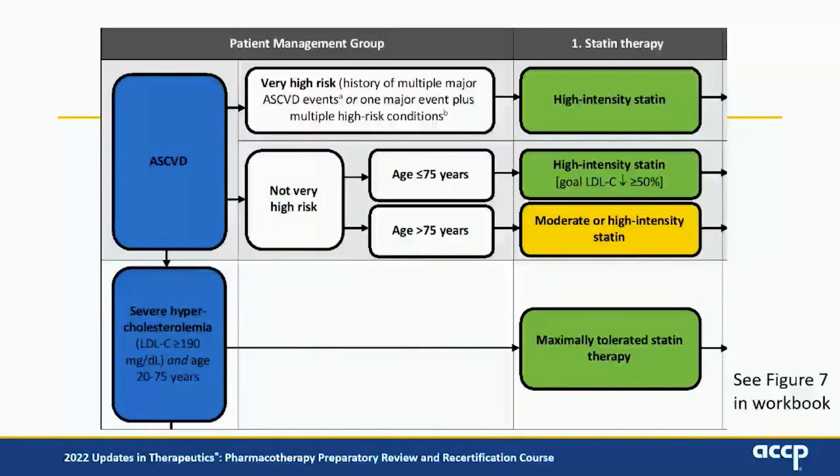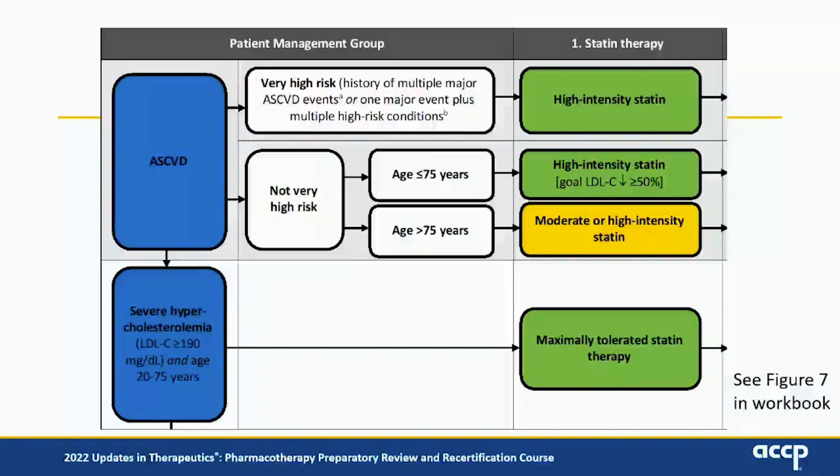Okay, these next few slides I think are much easier to read in your workbook where I have this whole algorithm on one page. It's a lot easier to follow, but we'll go through pieces of it. If you're going to start statin therapy, you're going to want to think about what patient management group you're looking at, and ask the questions in this order. So your first question is going to be, does my patient have ASCVD?